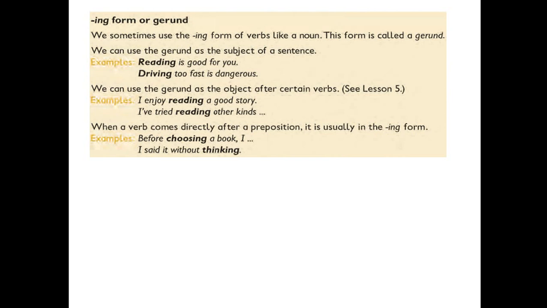Examples: Reading is good for you. Driving too fast is dangerous. So be careful. We sometimes use the ing form of a verb like a noun. This form is called a gerund. We can use a gerund as the subject of a sentence. Subject means at the beginning of the sentence, like these examples.